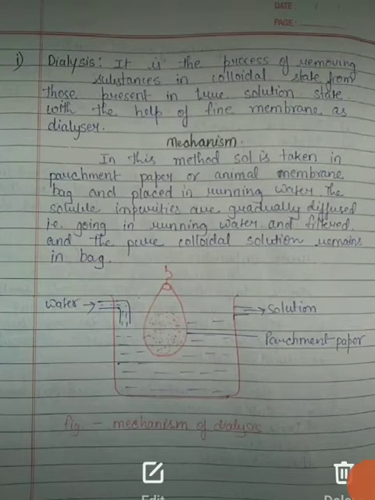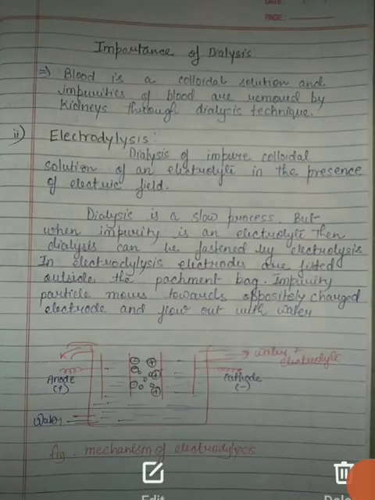Now let's talk about dialysis. For dialysis, a parchment paper is taken and the colloidal solution is kept in it and passed in running water. Then the impurity gradually diffuses into the water and is filtered out, and the pure colloidal solution remains in the bag. This is the process of dialysis. And why is it important? Because it has a great application in our daily life. Our blood, which is a colloidal solution, is purified through this. Our kidney purifies our blood through this technique, the dialysis technique.